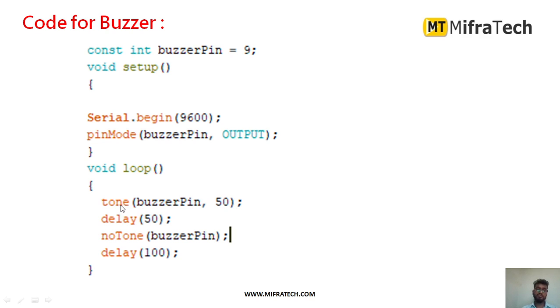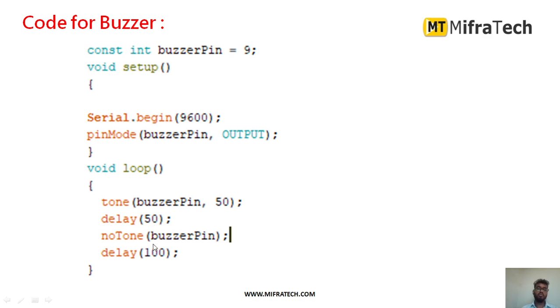So what will this tone do means, it will send some continuous square wave to the buzzer pin. So it has an input we are sending to that buzzer pin. Here 50 defines the frequency, 50 Hz frequency I am sending. So after sending that, the buzzer will produce the sound whenever we use this tone of buzzer pin 50. After that I am giving a delay of 50 millisecond.